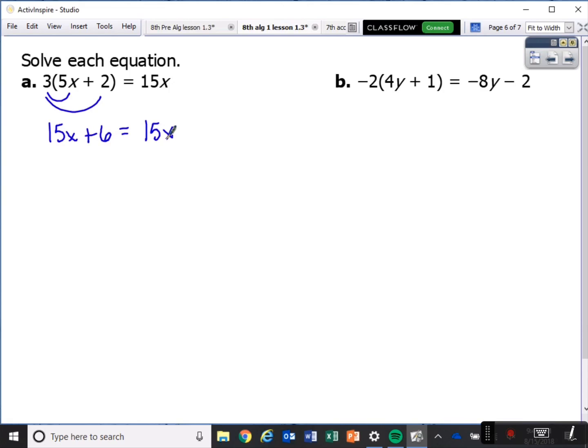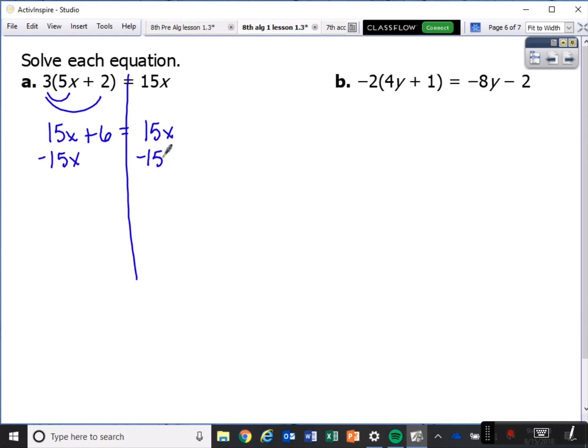Now, there's not a whole number on both sides this time, is there? So what's our strategy when there's not one? The one with the whole number. Yeah, the whole number's on the left, so we want our x's to be on the right. So I'm going to move this 15x. How do I get rid of this 15x? Minus 15x.